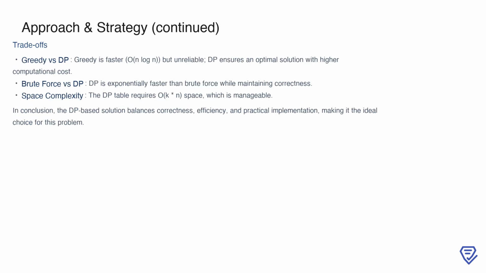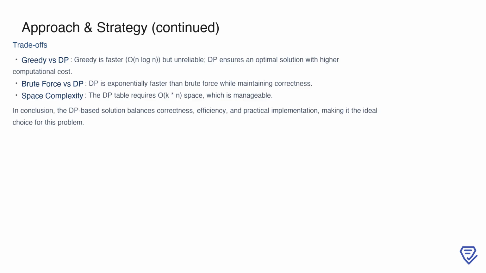When comparing the different approaches, the trade-offs become clear. The greedy approach is faster, with a time complexity of O(n log n), but it is unreliable since it doesn't guarantee the optimal solution. On the other hand, the dynamic programming approach, though computationally more expensive, ensures an optimal solution with a complexity of O(k * n squared). Compared to brute force, dynamic programming is exponentially faster while maintaining correctness, making it far more practical for larger inputs.